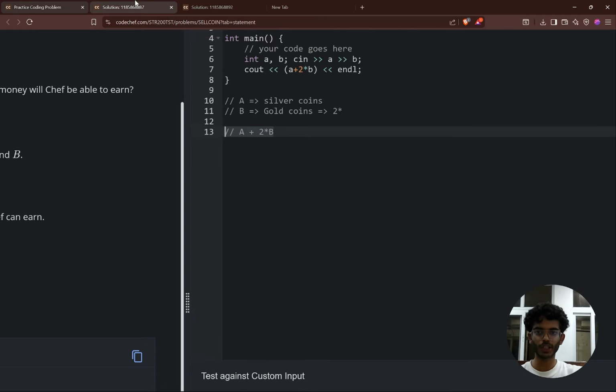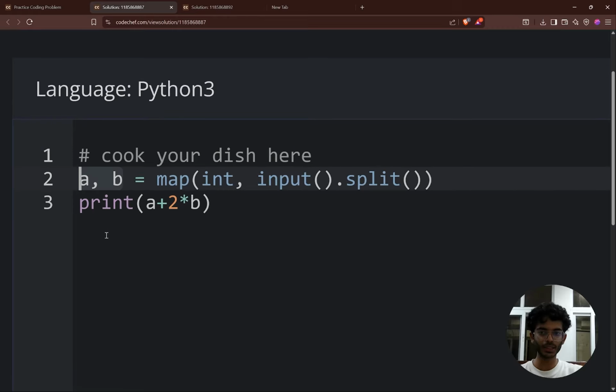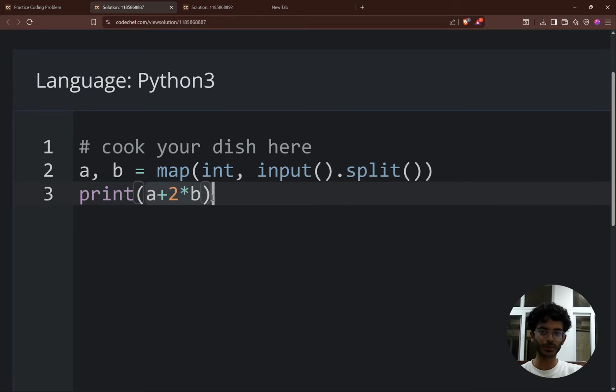So now let's see the solution in Python first. We'll begin by taking an input of A and B. What are we doing over here? First of all, we take the whole string as input and split it with respect to the spaces. This part gives us a list of strings. Using the map function, we convert that list of strings into integers and map them to A and B. And we'll be printing A plus 2 times B.